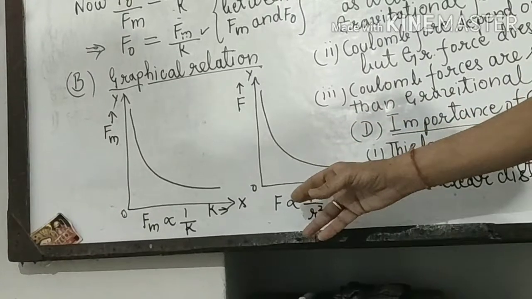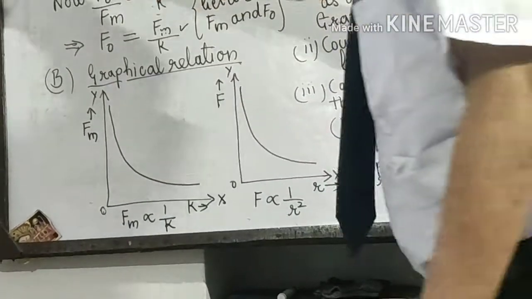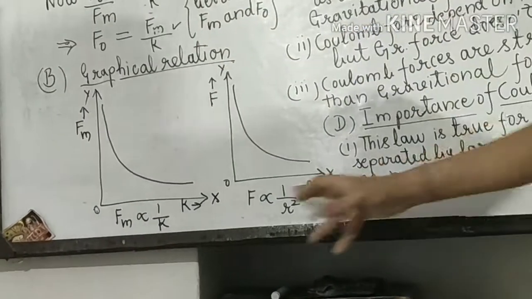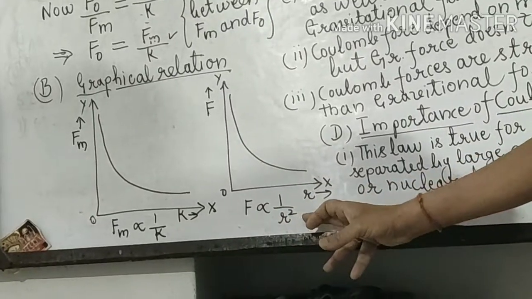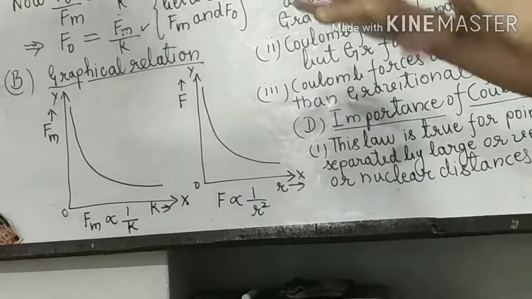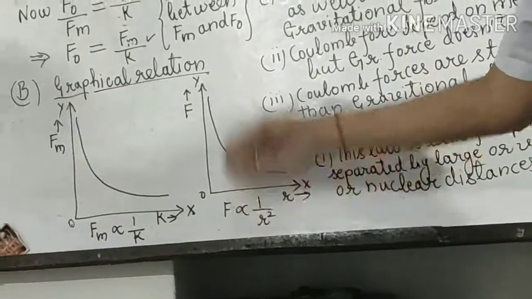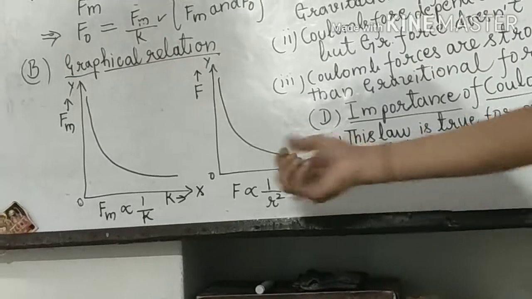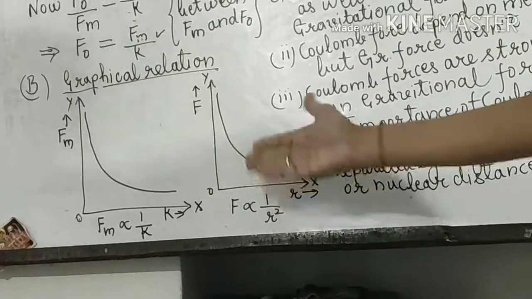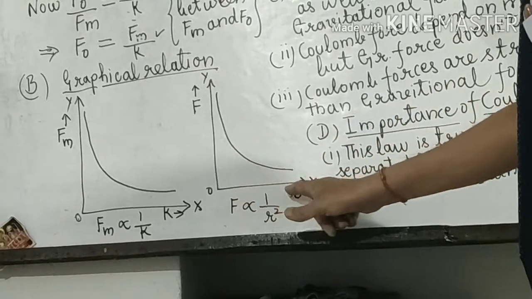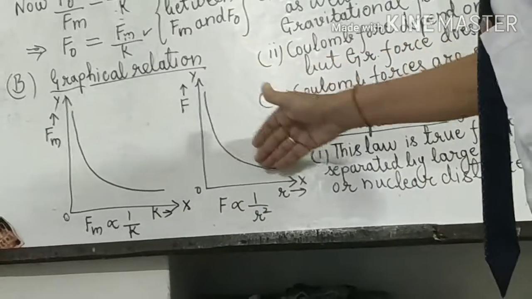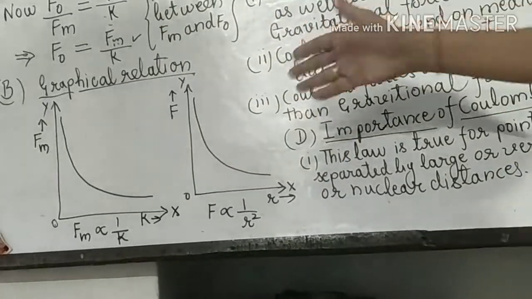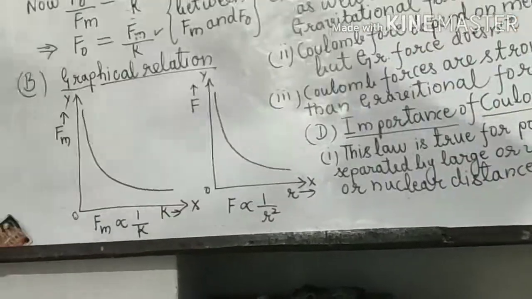Similarly, the relation between F and r is also inverse. So F is inversely proportional to 1/r square, provided the charges remain constant. If different values of F are taken on the y-axis and the corresponding values of distances between the charges on the x-axis, then again it implies that as the distance increases, the electrostatic force, whether it is Fm or F0, both decrease hyperbolically. So this is the thing.